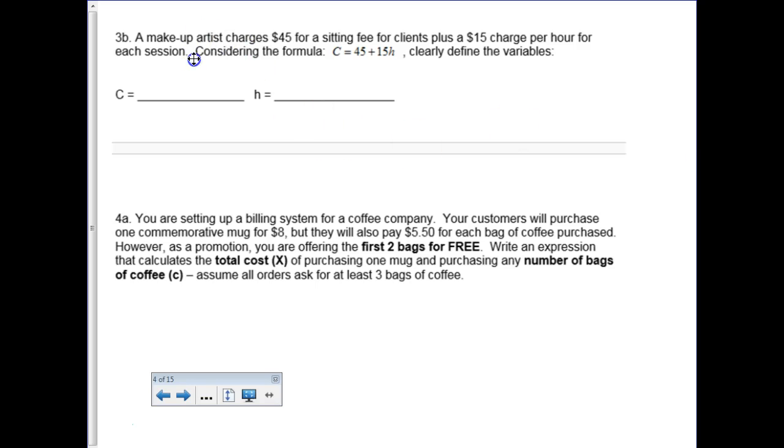A makeup artist charges $45 for a sitting fee and then $15 per hour. So this formula is how we're going to charge the customer. C is the total charge, or total cost, or whatever you want to say.